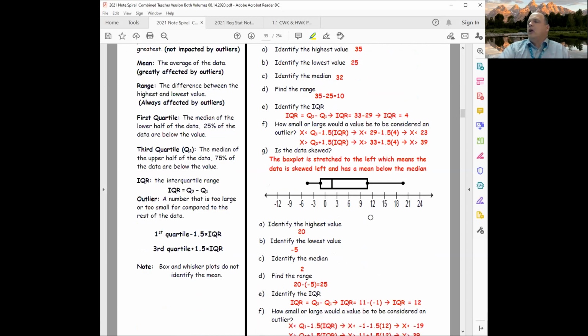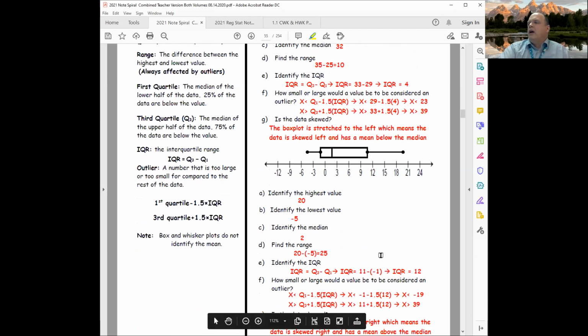Identify the IQR. Well, that's basically going to be Q3, which is about 11, minus a -1. So IQR of about 12. So the fence would be -5.